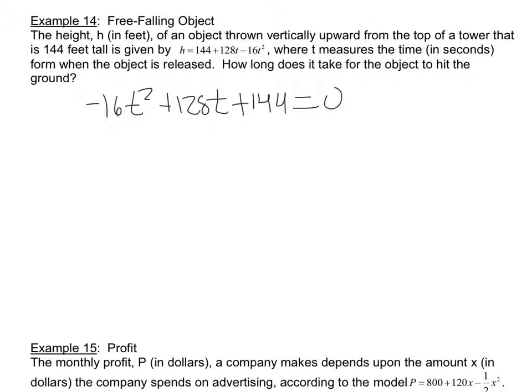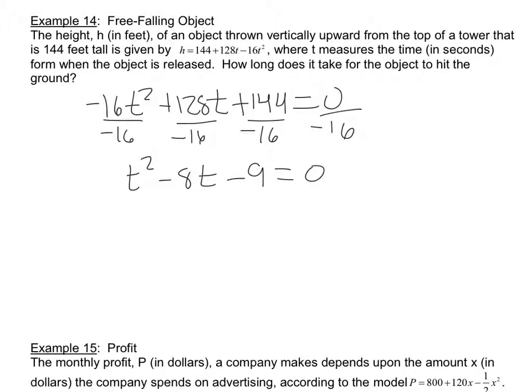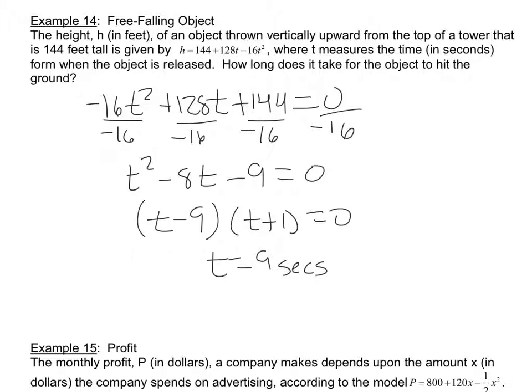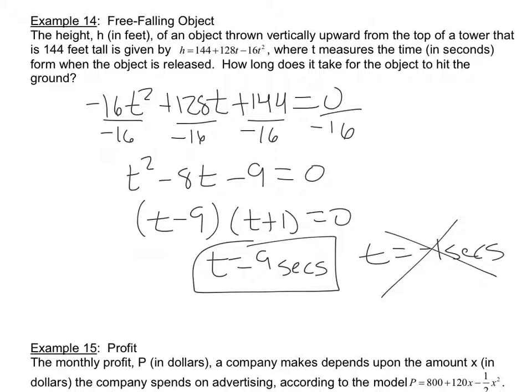Now you could use the quadratic formula here. There's a lot of things you could use. But one thing I notice is I can divide all of these by negative 16. So you would get t squared minus 8t minus 9 equals 0. And then this would be t minus 9 times t plus 1. So you get t equals 9 seconds and t equals negative 1 seconds. But can you have a negative 1 second? No. So it's just t equals 9. Okay?